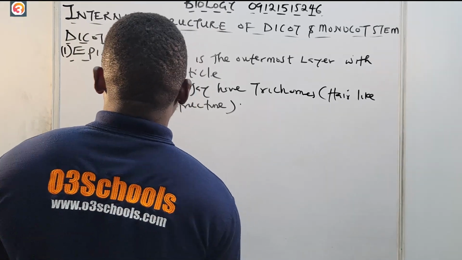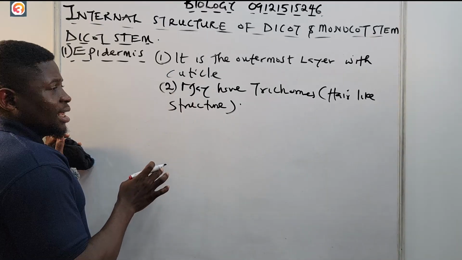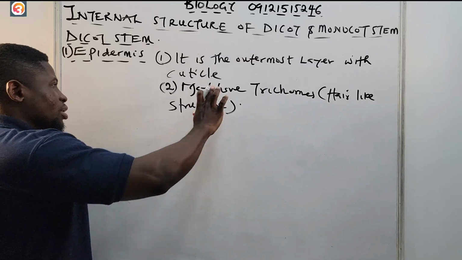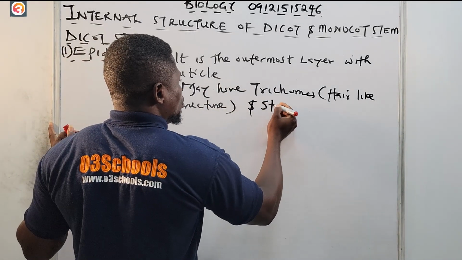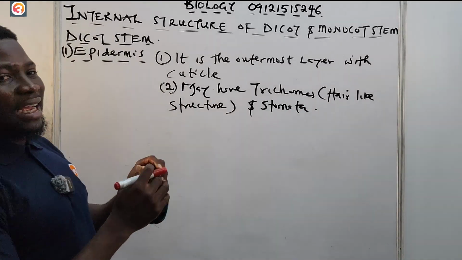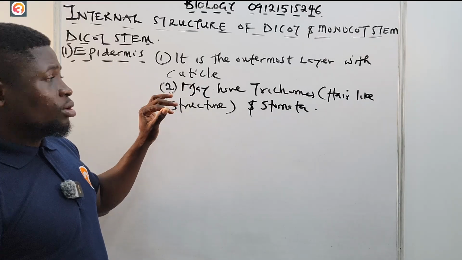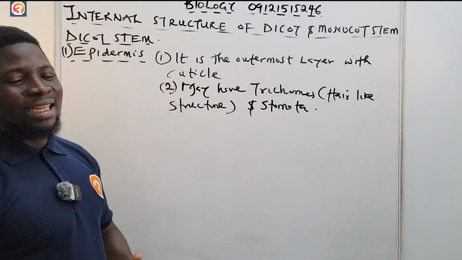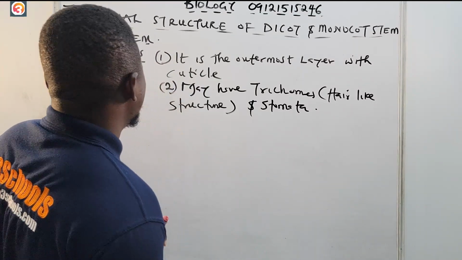Then also they may have stomata. So it's not only trichomes, these hair-like structures, they also have stomata. So the epidermis of a dicot stem is the outermost layer with cuticle. It may have trichomes, that is the hair-like structures, and stomata may be present also. So that is that for the epidermis.